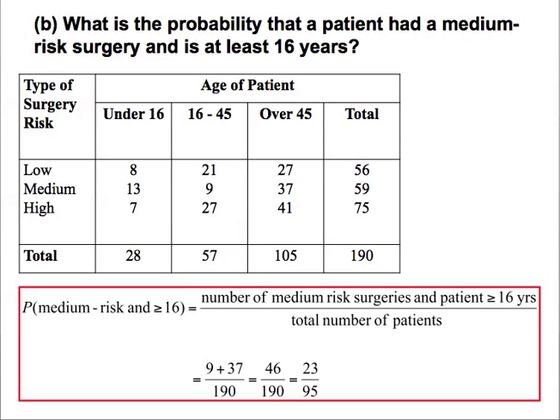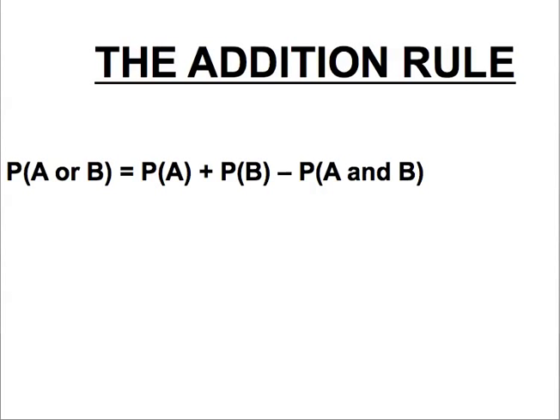All right, we're going to move on now to one of the rules in probability, the addition rule. Now, the addition rule states that if you want to find the probability of one event occurring or another event occurring, this is equal to the probability of the first event plus the probability of the second event occurring minus the probability of both events occurring at the same time. Okay, so the probability of A or B is equal to the probability of A plus the probability of B minus the probability of A and B occurring at the same time.